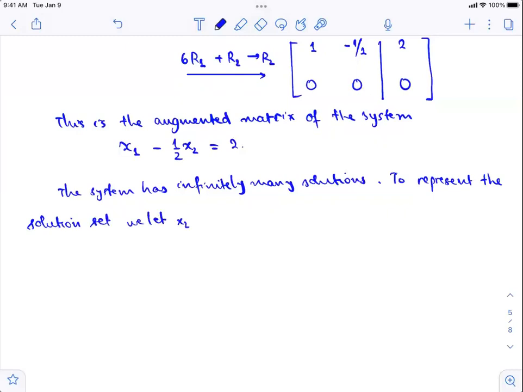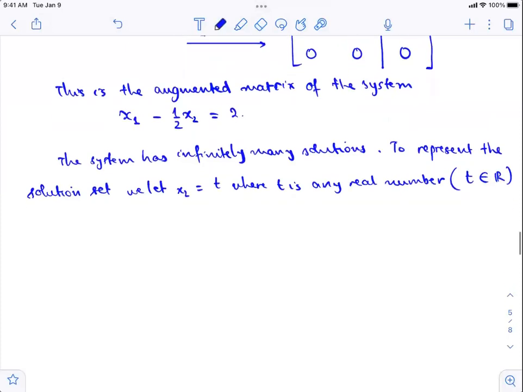we let x2 be equal to t, where t is any real number. And usually the mathematical notation for t is any real number is that t is in the real line. So this is the real numbers. Okay, and x1 is equal to 1/2 x2 plus 2, or this is 1/2 t plus 2.